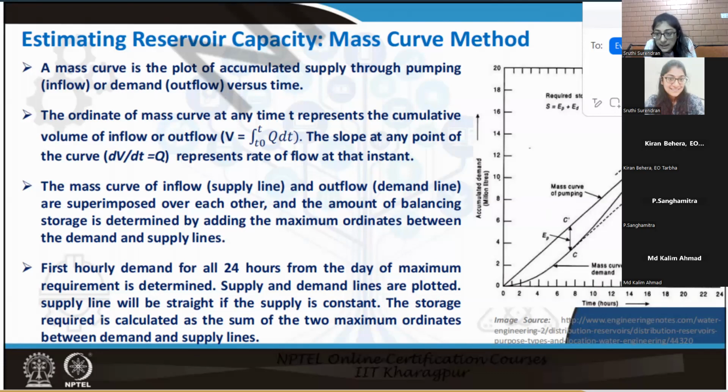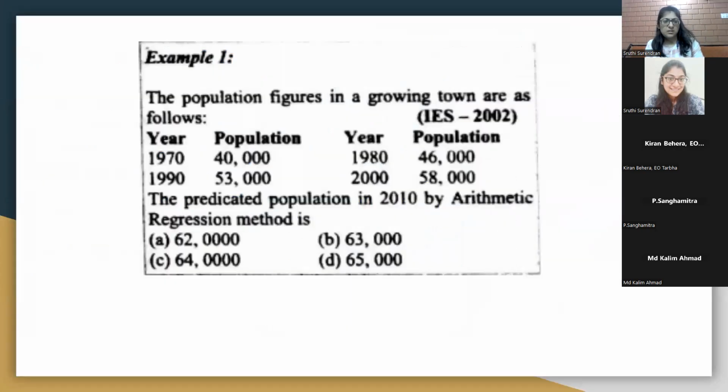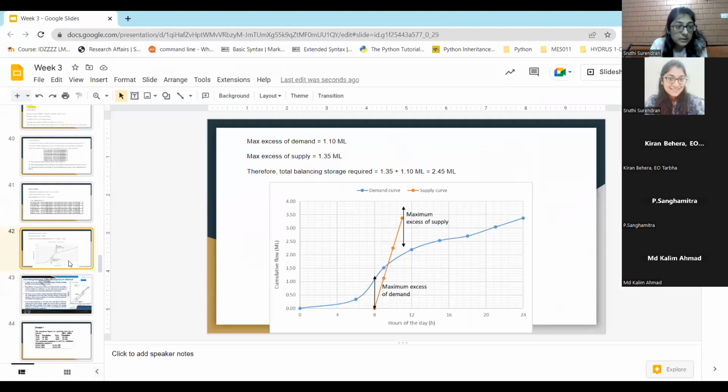Then the supply curve is going to be a uniform rate curve, that is also plotted. Then what is the maximum distance between this demand and supply below the supply line, and what is the maximum distance between the demand and supply above the supply line? Two values are obtained, and by adding both those values, you can understand what is the balancing storage that is required. So please refer to the slide for a better understanding of the method.